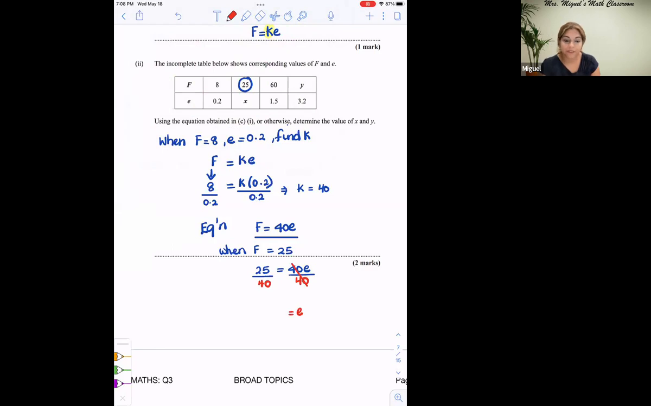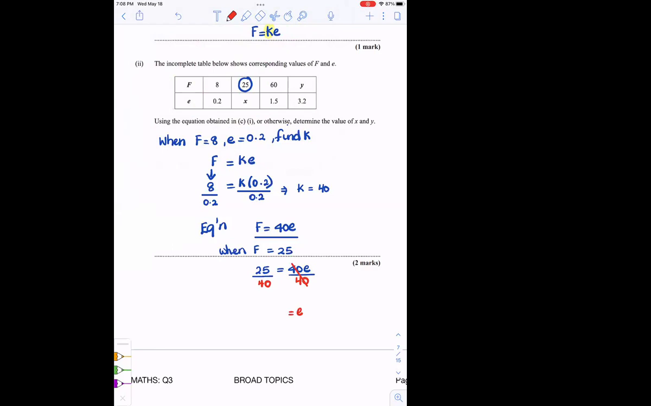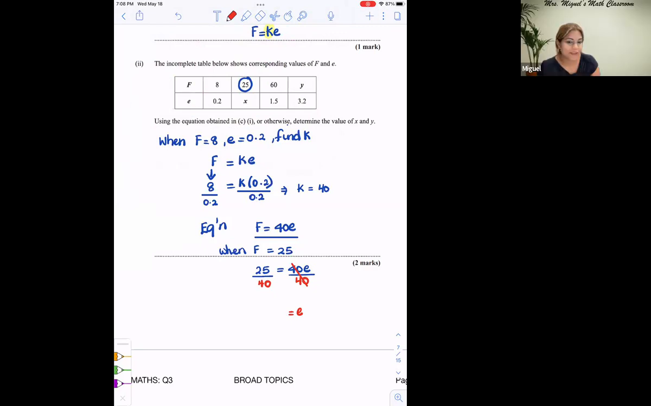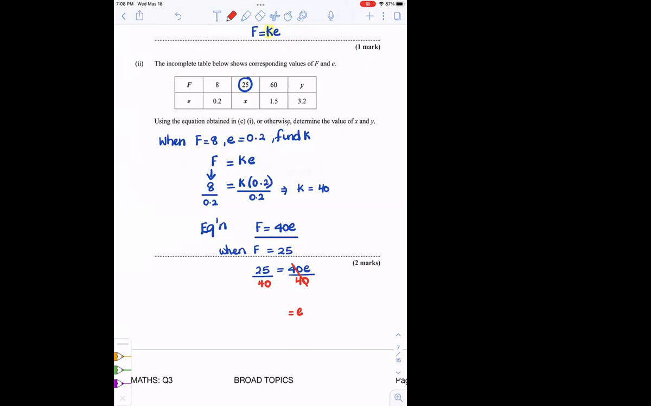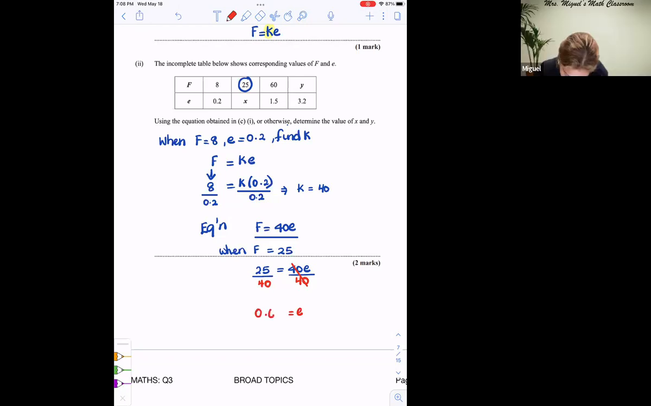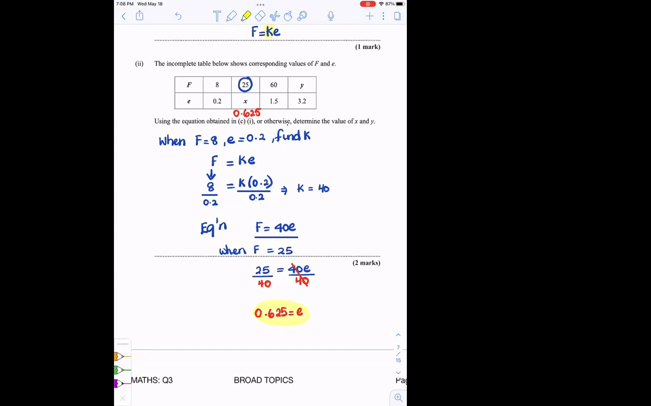All right, let me know when you have an answer for E. 1.6. 1.6 is 25 divided by 40. Check it back. 0.625. Did anybody else get 0.625? Nobody got this answer besides Brittany?